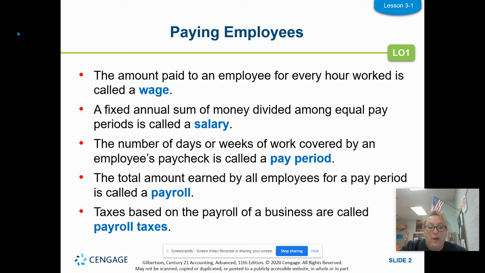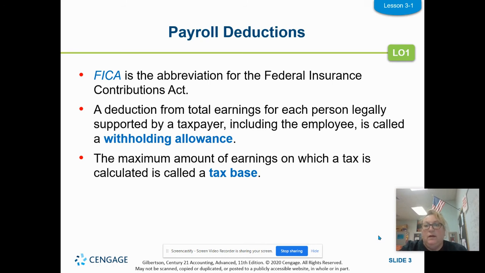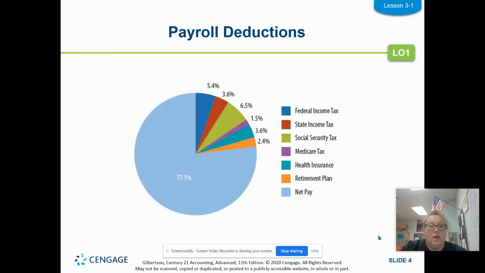We all get paid, and we all have to pay our payroll taxes. We have to pay our FICA, our federal income tax, our Medicare, and our Social Security. Those are going to be based on our wages and our salaries.